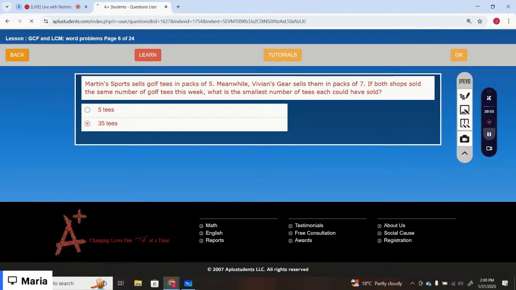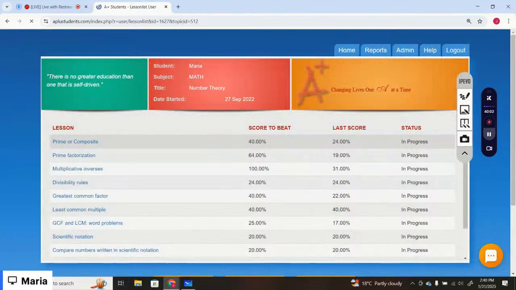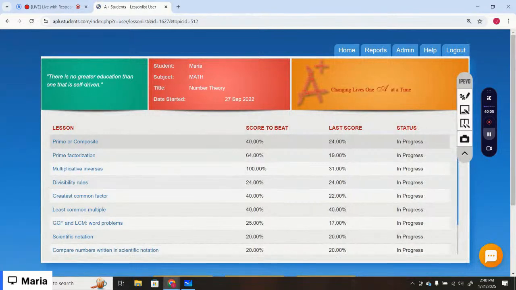So, we were working on grade 7 math. The chapter we were working on is number 3. The lessons we have covered today are greatest common factor, least common multiple, and GCF and LCM word problems. So please make sure before the next session you complete all the practice questions for the lessons we just did. That is your homework until the next session.